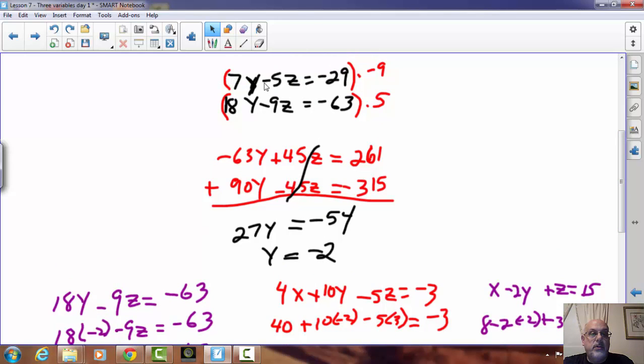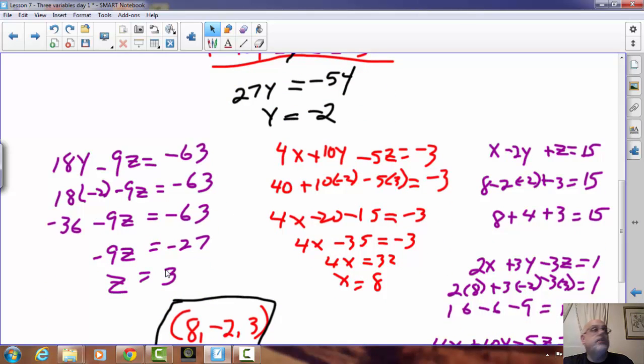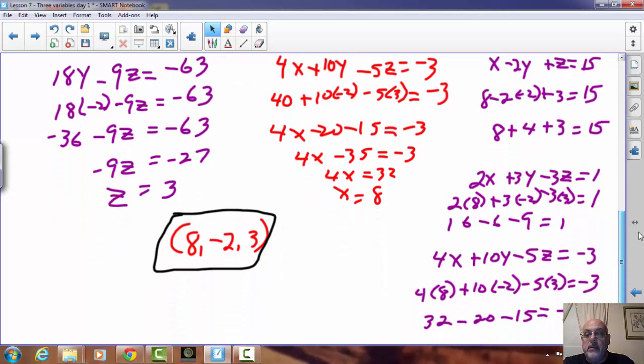I go back to one of these two equations here, put the value of negative 2 in for y. I find out that z is 3. Now I have two of the three variables. Then I pick one of my original three equations, substituted the negative 2 for y, 3 for z, solved it, found out that x was 8. I wrote my solution as an ordered triple, x comma y comma z. Then, just to make sure that my work was right, I did a check, and I substituted the values of x, y, and z in all three original equations, and they all worked.